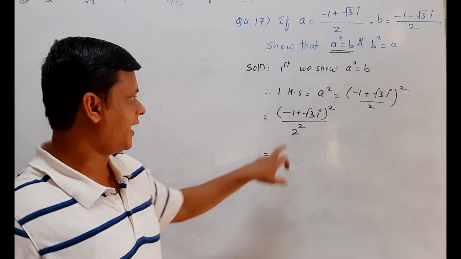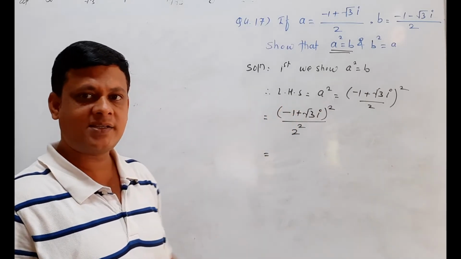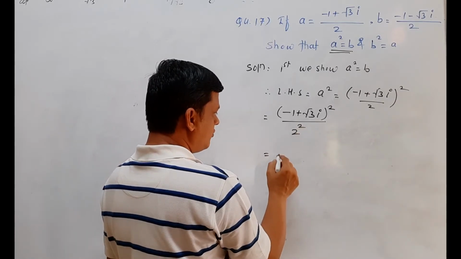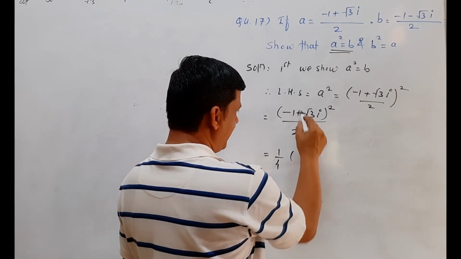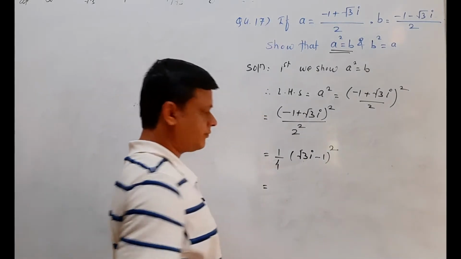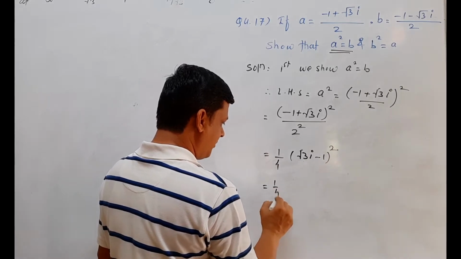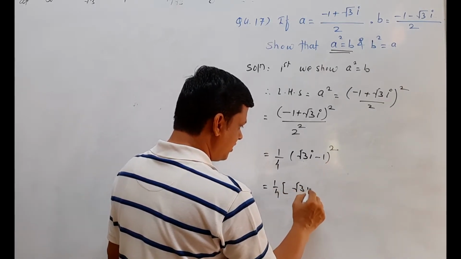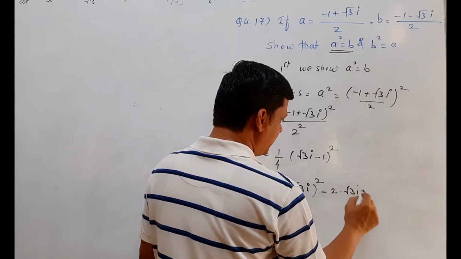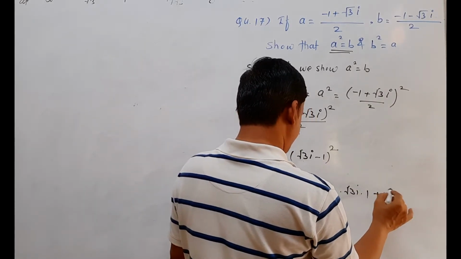Now instead of writing minus 1 plus root 3i, we write plus term first, minus term at second position, which will be convenient for calculating the value. So upon 2 square we write as 1/4 and write this as (root 3i minus 1) its square. So we use the formula (a minus b) square. So 1/4 in bracket we write root 3i its square, that is a square, minus 2 into a is root 3i into b is 1, plus b square means 1 square.